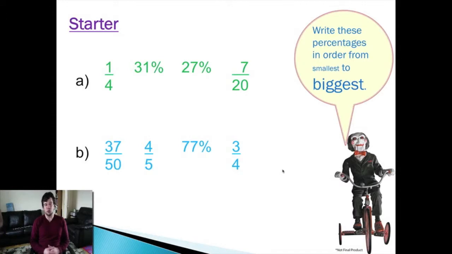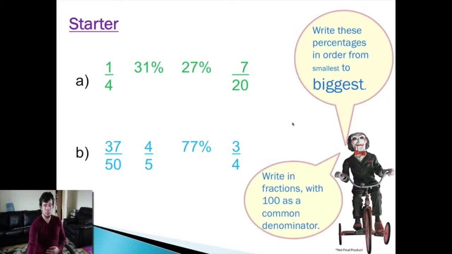Of course, that's fine for fractions, but what about percentages? Well, remember, a percent means out of 100. So really, 31% is just 31 out of 100, and 27% is 27 out of 100. So 100 looks like a sensible denominator to use. Do 4 and 20 both go into 100? Yes, they do. Write in fractions with 100 as a common denominator.